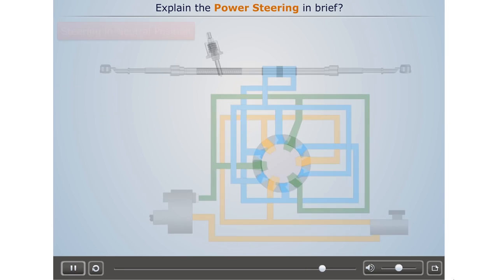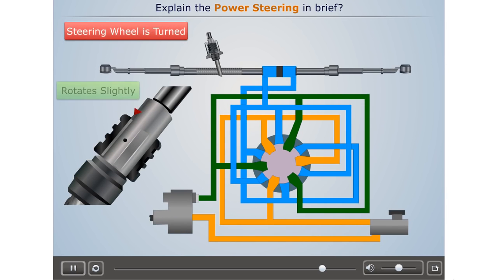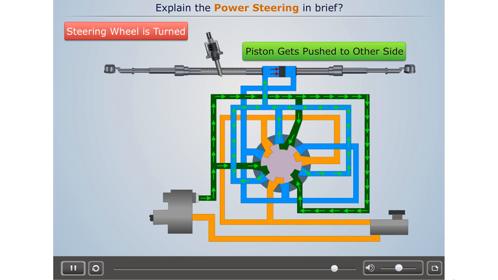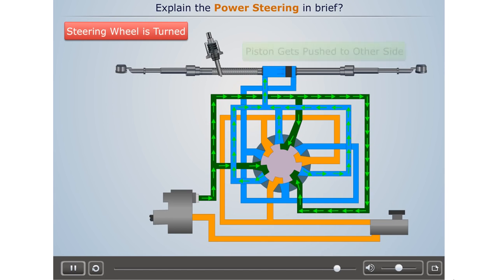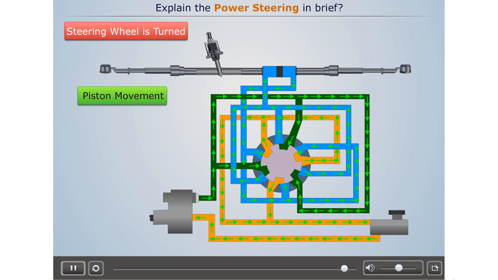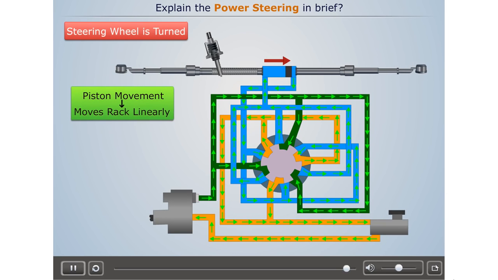Now, when the steering wheel is turned, the inner member of the valve rotates a little. This causes the high-pressure fluid coming from the pump to flow to the side matching the turning action. This high-pressure fluid then pushes the piston towards the other side of the cylinder. Also, the fluid from the other side of the piston is returned to the rotary valve, which then sends it to the reservoir. This movement of the piston causes the rack to move linearly, thereby providing effective steering without much effort applied by the driver.